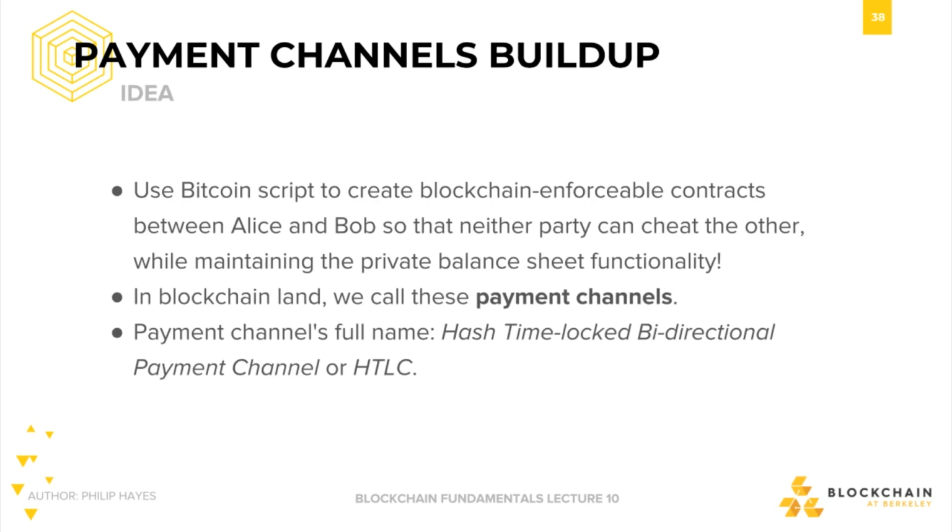But you can use some very clever cryptography and Bitcoin scripting to create this environment where Alice and Bob are the only 2 people. They don't need to trust each other, and they can do all this private channel payment without using the blockchain. In blockchain land, we basically call this payment channels. Payment channels are also called hash time locked bidirectional payment channels, or HTLCs.